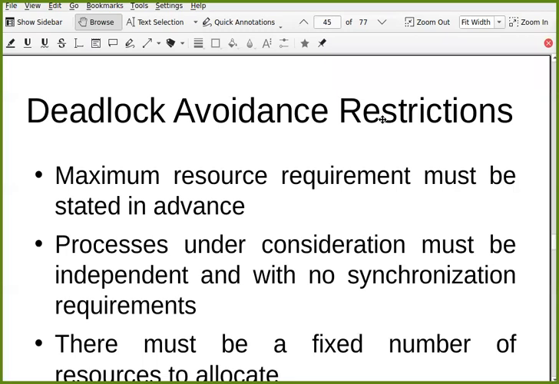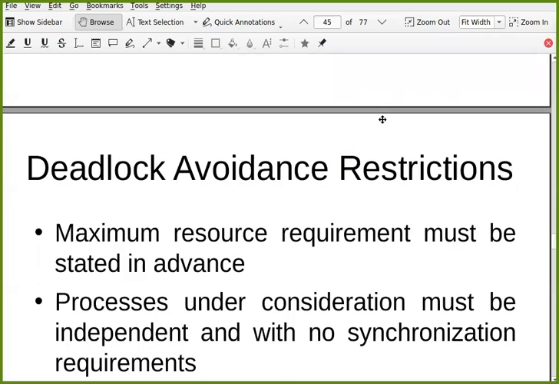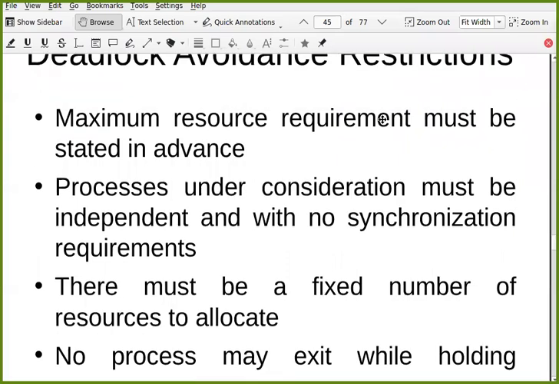That is a claim matrix. I hope you remember the claim matrix, where you need to give your maximum resource requirement for each type of resource in advance before you start.